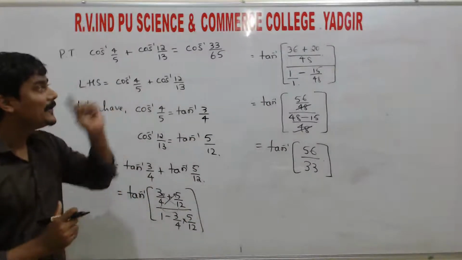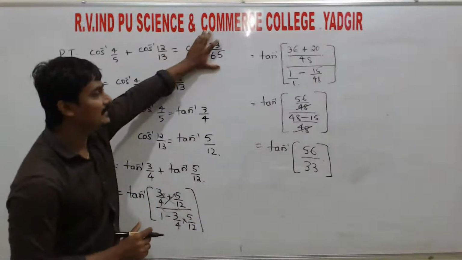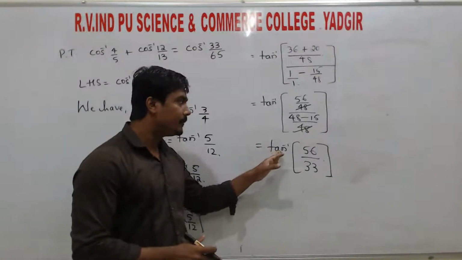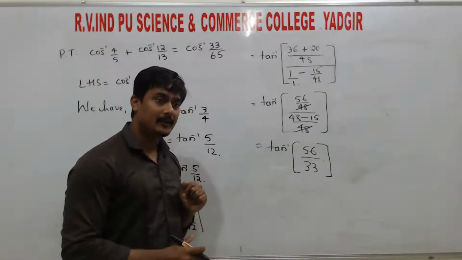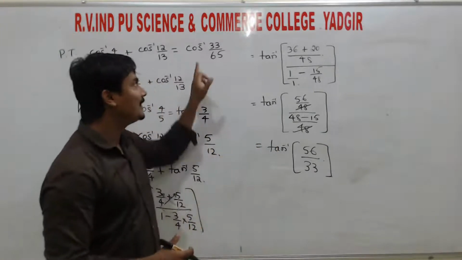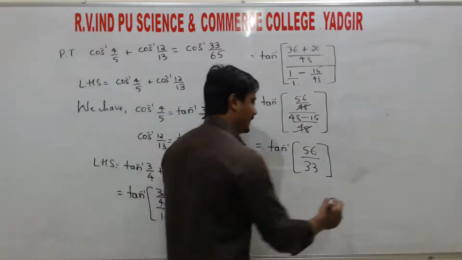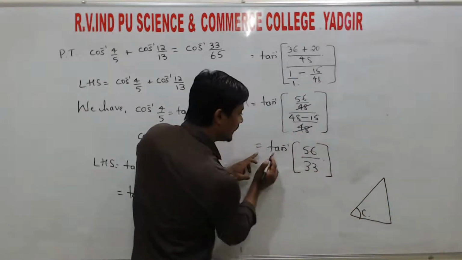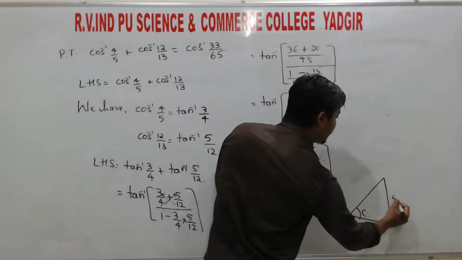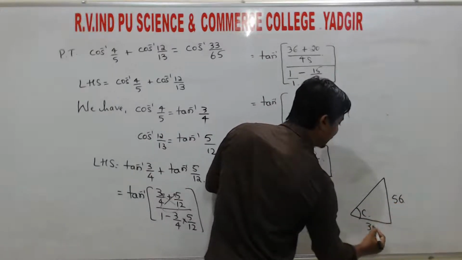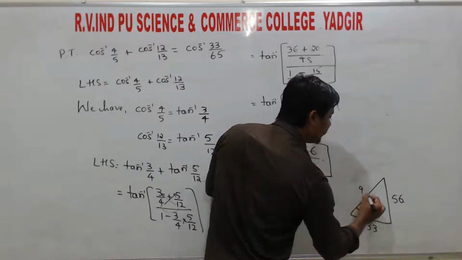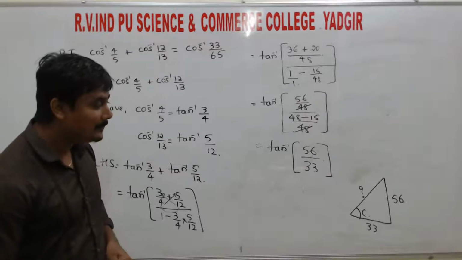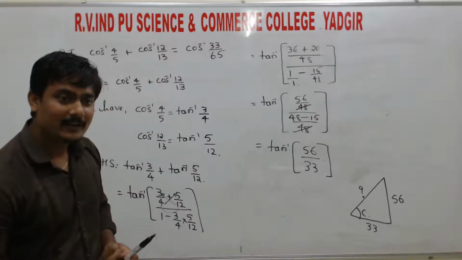Now look at the required answer. Finally, I want the answer in terms of cos inverse. But right now, dear students, I have obtained the answer in terms of tan inverse. But required is in terms of cos inverse. What shall we do? Yes, we will take the right triangle. What is the tan theta formula? Opposite by adjacent. So I need to know this hypotenuse side length. Shall we spend our time computing the hypotenuse side length? No.